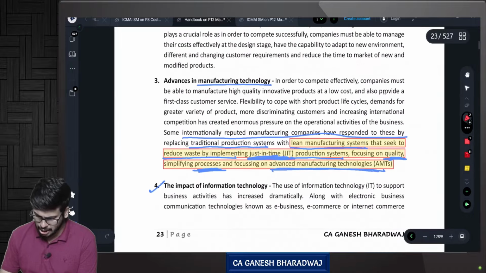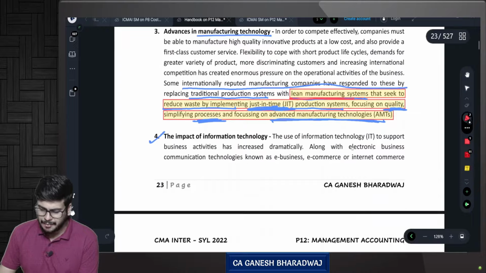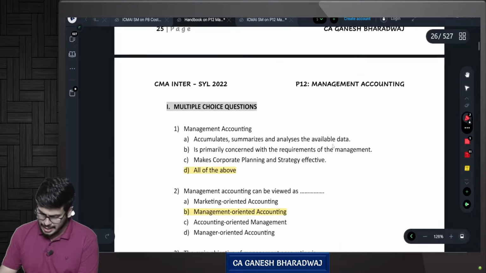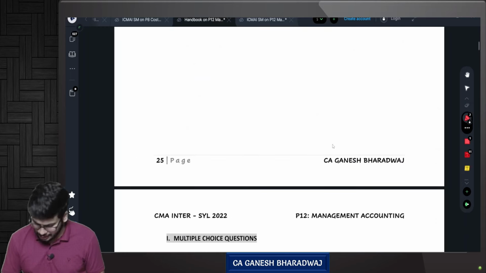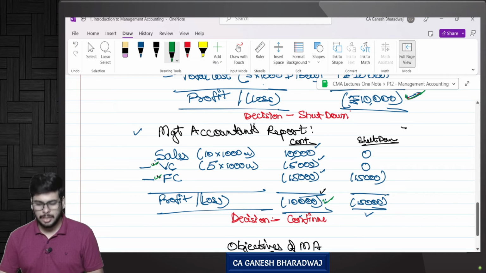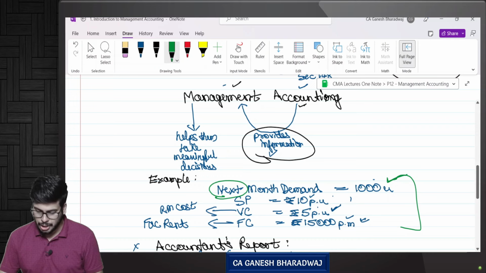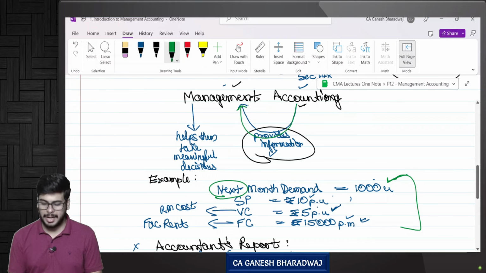In fact, I think there is one question, the lean manufacturing systems that we also saw there. Finally, let us see what questions are there. Yes, we have just finished this theoretically, but understand, practically speaking, this subject is all about providing information to the management. It is that line of accounting that provides information to the management that helps them take meaningful decisions.